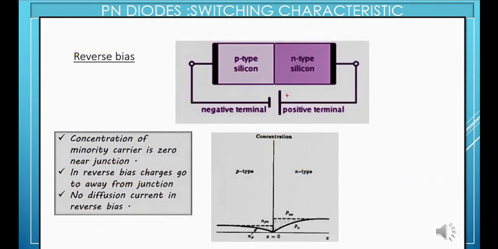When we connect the PN diode in reverse bias, the diffusion current becomes zero. There is no diffusion current, and the concentration of minority carriers is zero near the junction. We can see that the charge carriers near the junction are zero, and in reverse bias, charges go away from the junction. So at the junction there is no charge.